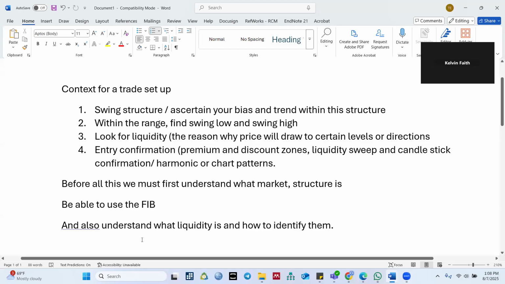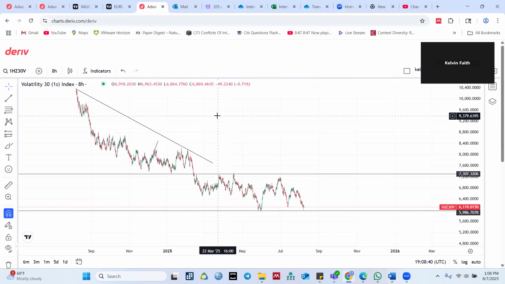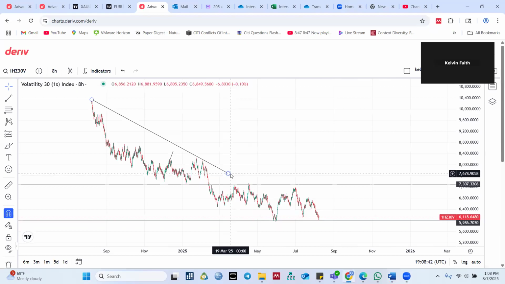But we said before all this, we first need to understand market structure, how to use the fib, and also understand what liquidity really is. So these are the basic things that we are trying to understand in the most basic way. So in this session 2, we are using this pair as an example.